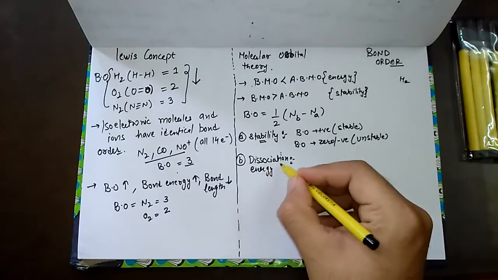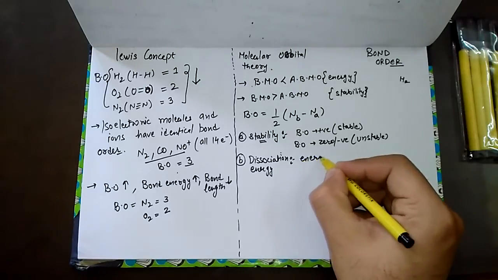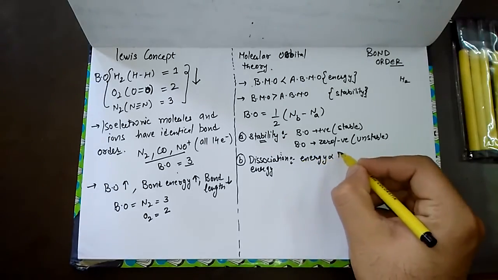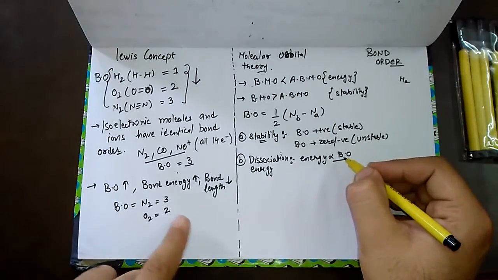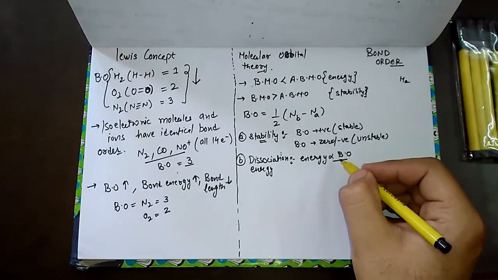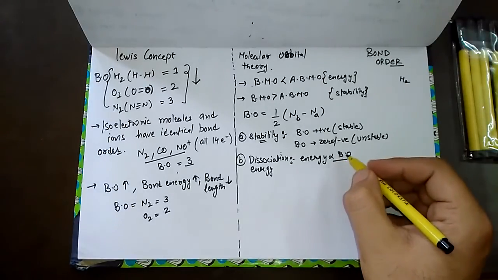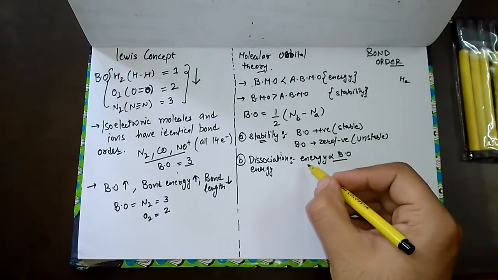This dissociation energy, the bond dissociation enthalpy or energy, is directly proportional to bond order. The higher the energy, the greater its bond order. It is similar to this concept also. Or we can say the greater the value of bond order, the greater the bond dissociation energy.